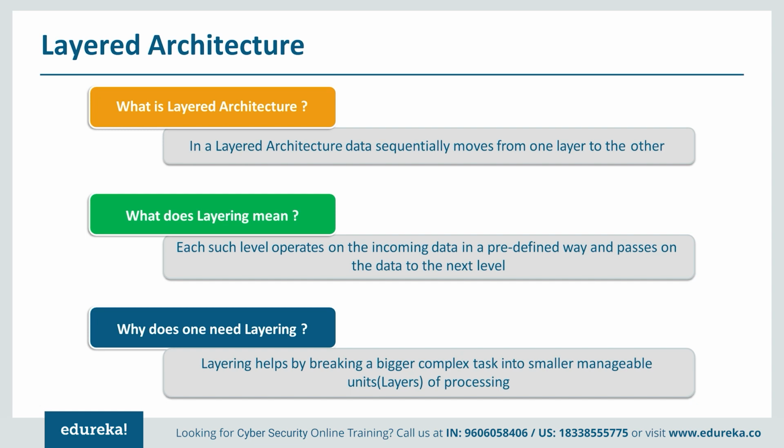In a layered architecture, data sequentially moves from one layer to the other. Initial processing is done by the first layer, then it moves to the second layer. Likewise, it goes to the third, fourth, fifth, and up to the seventh layer. When we start from the physical layer, the application layer would be the seventh layer.